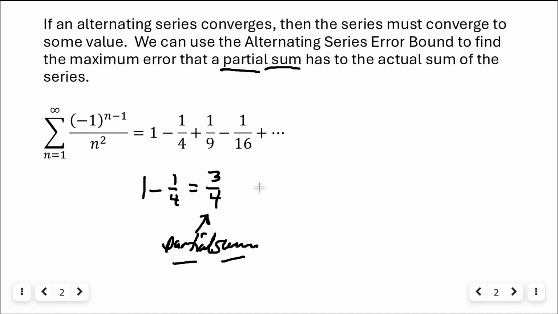So the question is, although we can't add these forever and find the actual sum, what we can do is figure out how far off we are from the actual value using the alternating series error bound. All right? All right, so let's see.